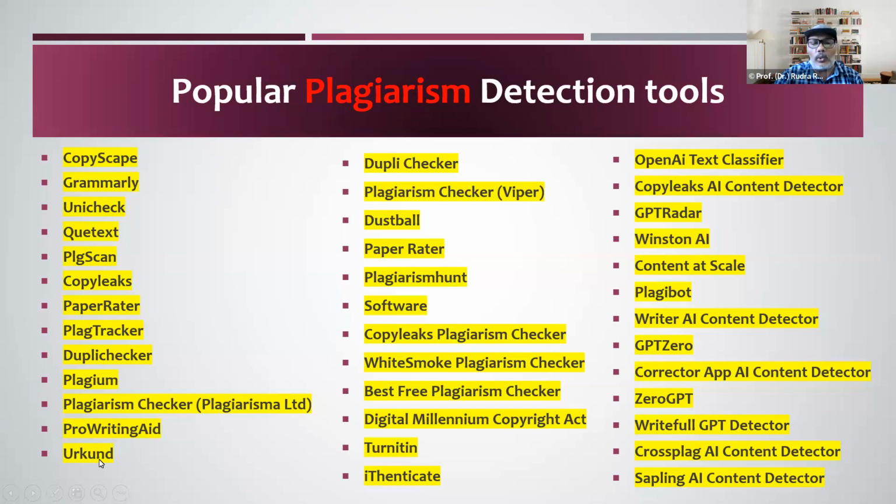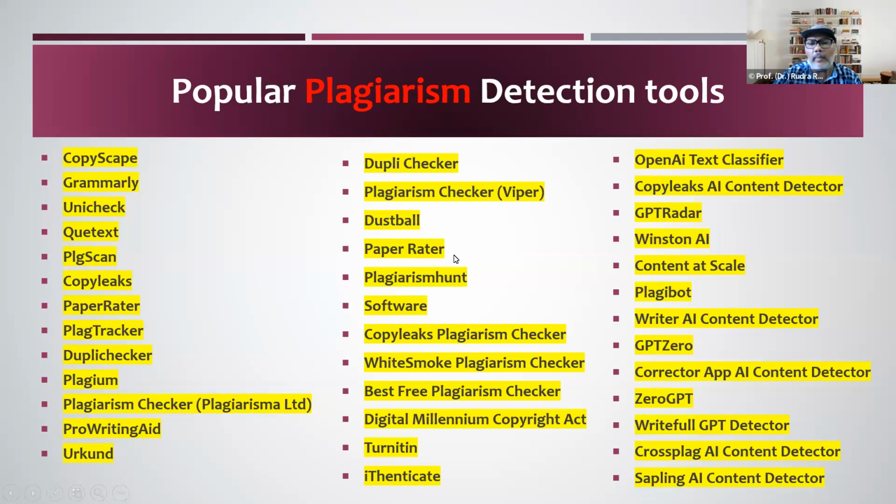ProWritingAid, Urkund. Urkund is also there. Now in India, UGC has promoted Urkund for plagiarism checking in the submission of theses in various affiliated colleges and recognized institutions. Dupli Checker, plagiarism checker which is known as Viper. The popular name is Viper. It was also quite popular when Turnitin came into the market, but Viper has very basic capability for generating reports.